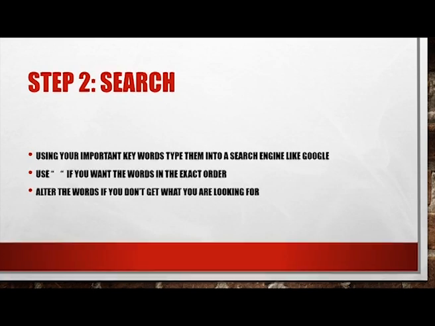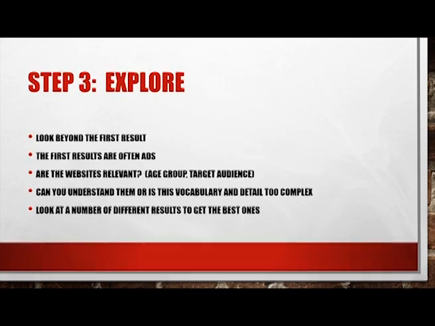So to do this, you put your important keywords into a search engine like Google. You use quotation marks if you want those words to be in the exact order. If you don't get the results you're looking for, then you need to alter the words that you put into the search engine. Okay, so you put in your keywords into the search engine. What will come up is a number of different results.